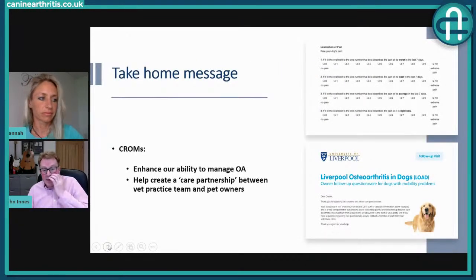Okay, so wrapping that up really is to say that these questionnaires can really help everyone involved with managing osteoarthritis in a dog, and I think they help create a care partnership between the veterinary practice team and pet owners, because ultimately we all want the same result, which is a dog that's having a happier life, really. Dogs live for mobility, don't they? Yeah, so definitely. It's important.